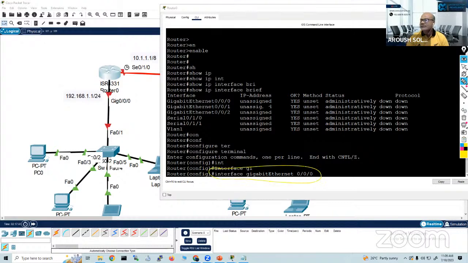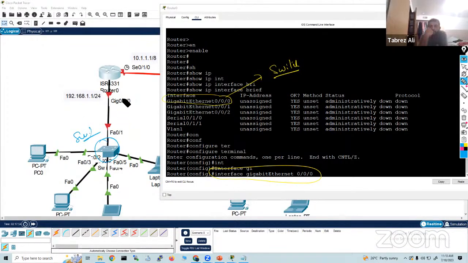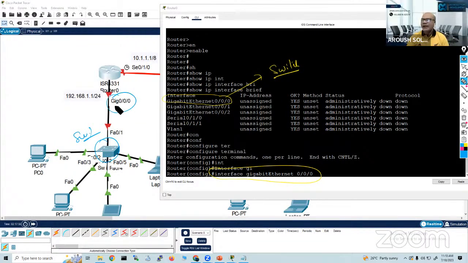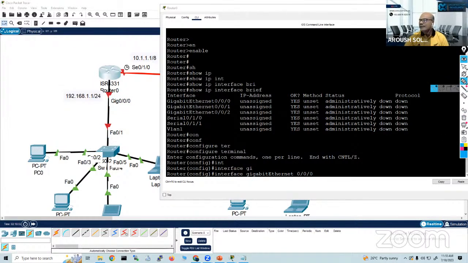This is the interface, right? Right now, this interface is connected to whom? It is connected to the switch. The switch is where? This is our switch. We have entered into this interface. Now we are giving this IP address. Okay, let's do that.